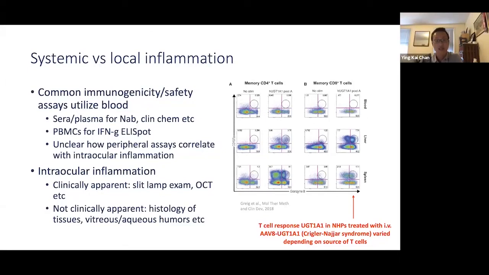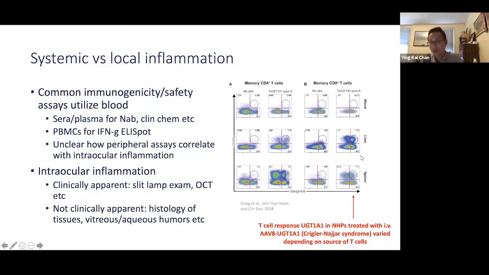The next point I'd like to make is about systemic immune responses versus local immune responses. As you can imagine, most assays for immunogenicity are utilizing the blood. And that's just because it's convenient. It's easy to access this repeatedly. That also means that we're really measuring immune responses outside of the eye, which is different than local inflammation. It is not completely clear what the relationship is between that peripheral immune response and the immune response inside the eye. So when you have good results in the peripheral assays, it doesn't necessarily guarantee that you won't have an immune reaction in the eye.